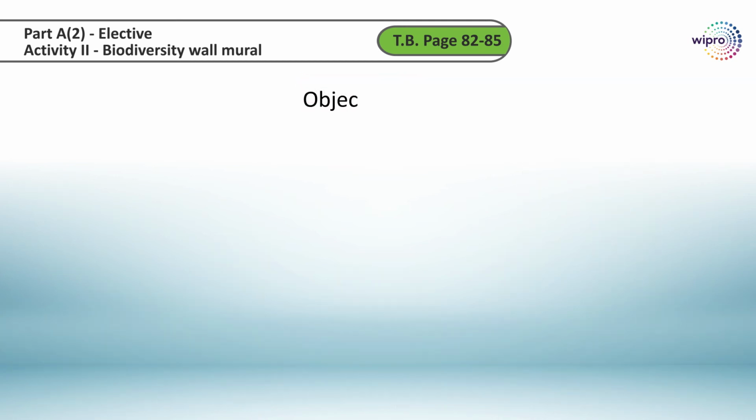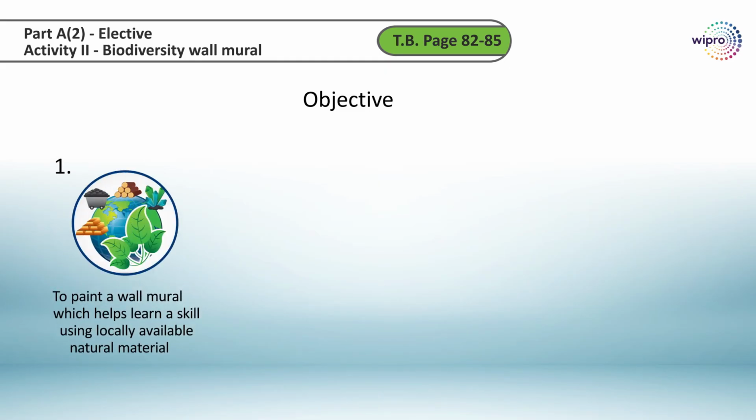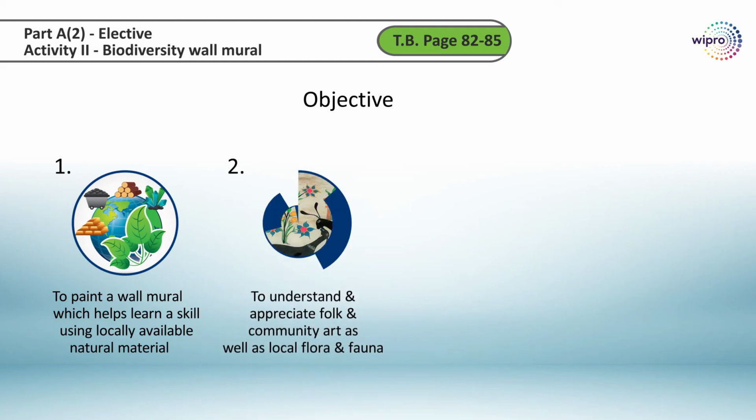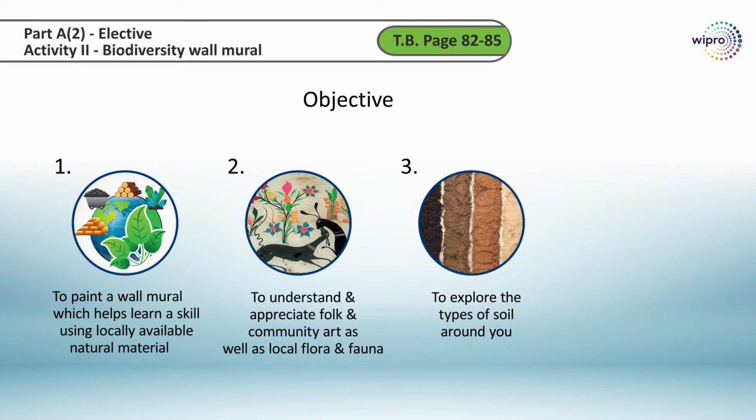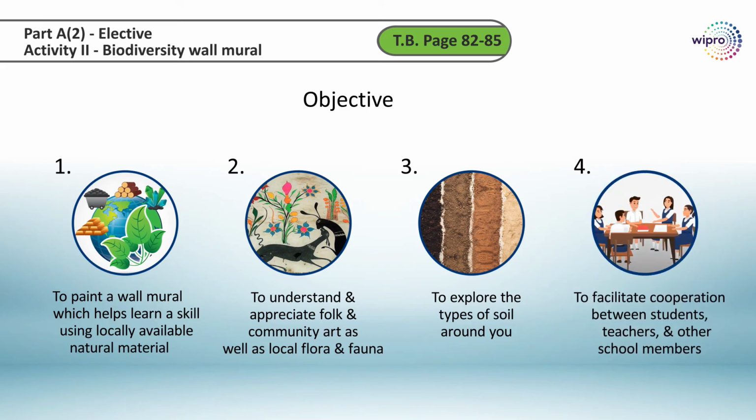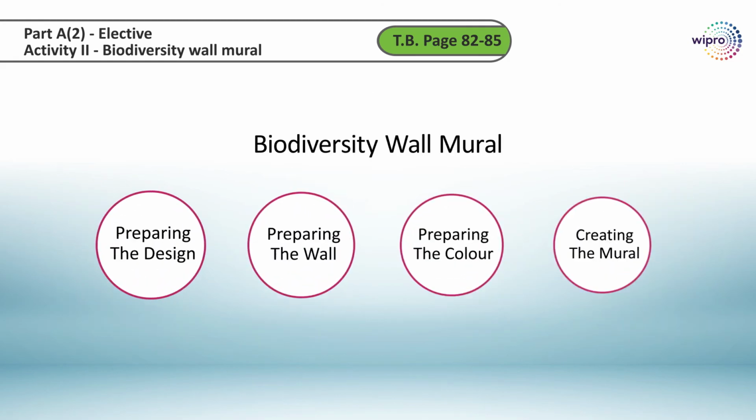The objective of this activity is to paint a wall mural which helps learn a skill using locally available natural material. To understand and appreciate folk and community art as well as local flora and fauna, to explore the types of soil around you, to facilitate cooperation between students, teachers, and other school members. This activity is divided into 4 steps.